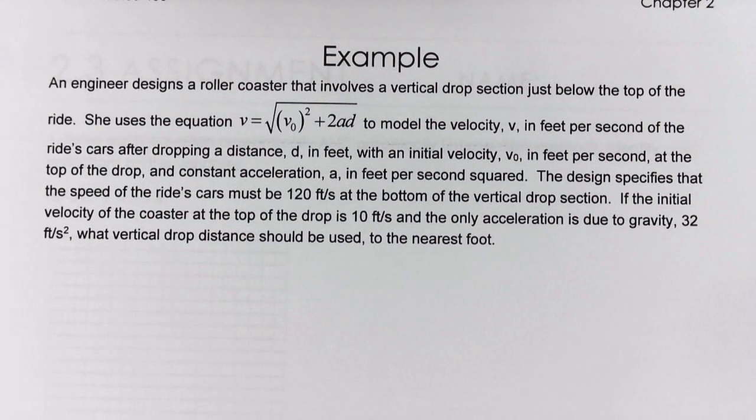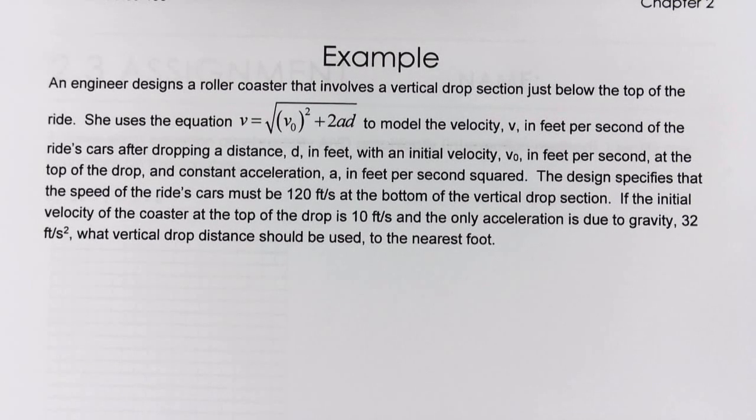Okay, super easy with radical word problems. They're probably going to give you the radical and you're just going to work with it. This is again kind of a grade 11 outcome where you're just pulling out the important information and solving it algebraically. An engineer designs a roller coaster, involving a vertical drop section just below the top of the ride. She uses the equation V equals the square root of V initial squared plus 2AD. V is velocity in feet per second, D is distance in feet, V initial is the initial velocity, and A is constant acceleration.